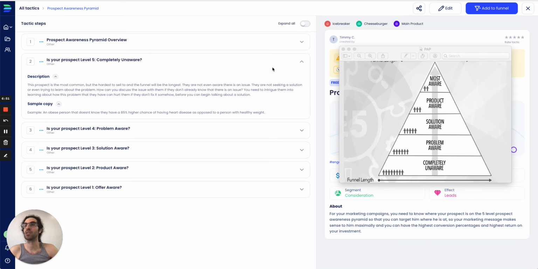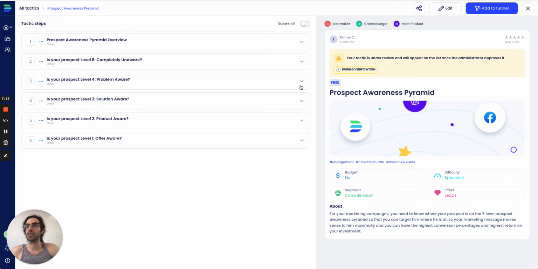How can you discuss with them if they don't already know that there's an issue? You can't. So you need to intrigue them into learning about how this problem can hurt them if they don't fix it somehow, before you can even begin talking about your company or your solution or any solution. So an example: an obese person that doesn't know that they have, let's say, an 85% higher chance of having heart disease as opposed to a person with healthy weight. Okay, so let's go to the next one here.